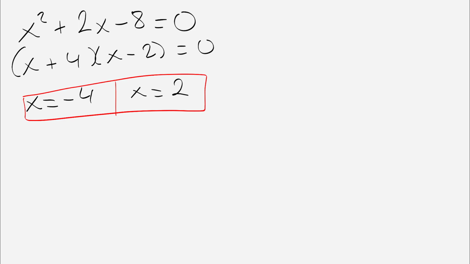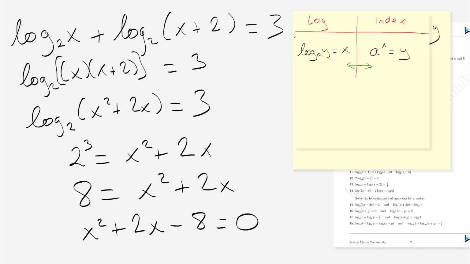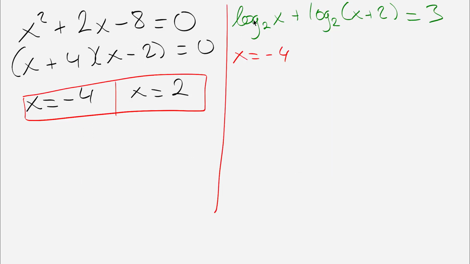Now, like the previous example, I have to check that those solutions will not result in me getting the log of a negative. So when I look back at the question here, I had log to the base 2 of x plus log to the base 2 of x plus 2 is equal to 3. And one of my solutions was x equals minus 4. So if I use that solution, x is equal to minus 4, and sub it into the original question, I will have log to the base 2 of minus 4 plus log to the base 2 of minus 4 plus 2 is equal to 3.